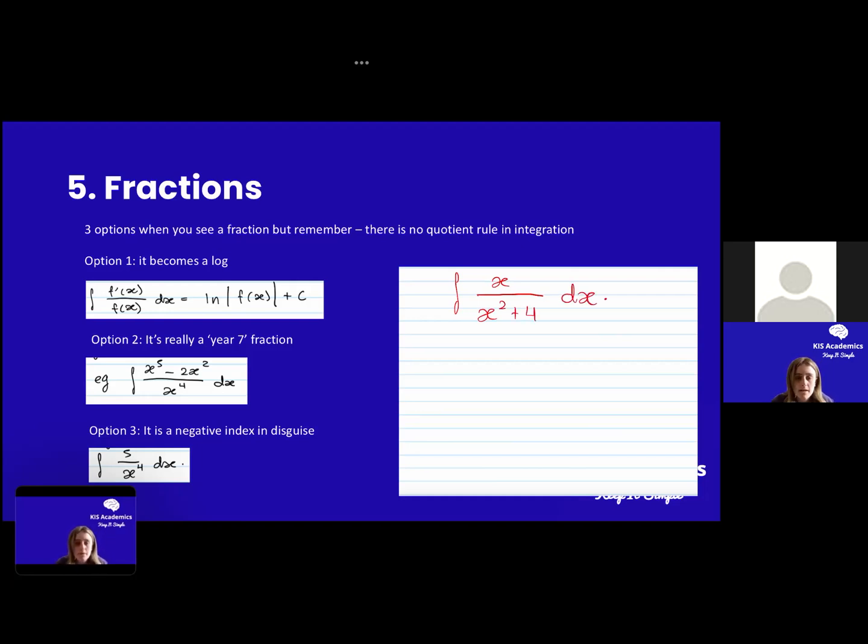Now, for me to be able to turn it into a log, I need to have my f dash x over my f of x. Now, the important thing to remember here is you can't magic up an x. That's what I'm going to call it. You can't magic up an x, but you can do whatever you want with coefficients, pretty much. You can multiply and divide, and they cancel each other out, right? Like if you multiply something by 2 and then you divide it by 2, that is going to make it just 1, and it hasn't changed the value.